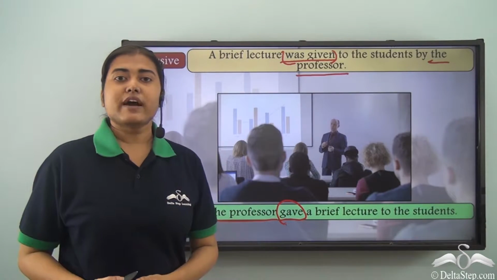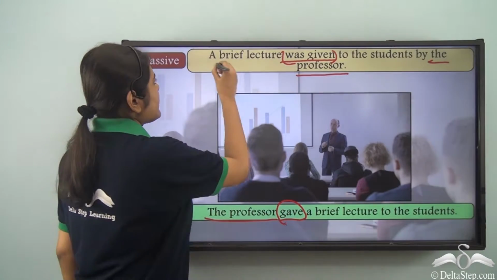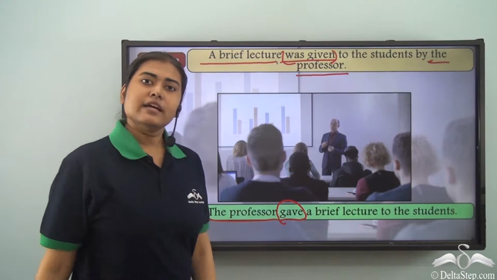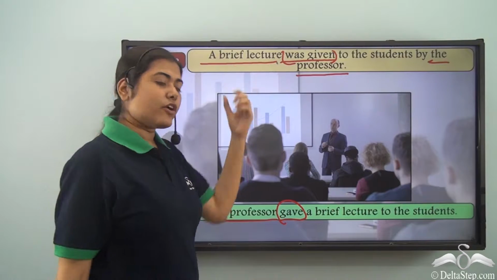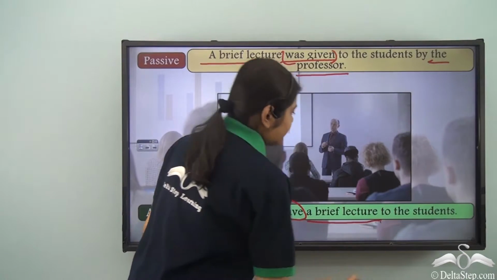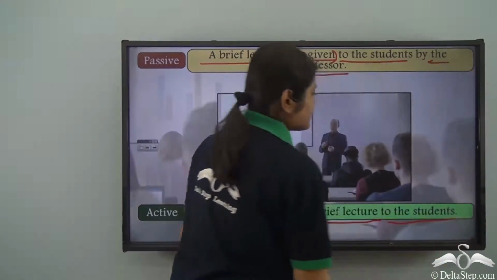Now we have to find out the object. What is the object here? We see that a brief lecture is an object in this case because this was the receiver in the passive voice. So we add a brief lecture and then to the students.